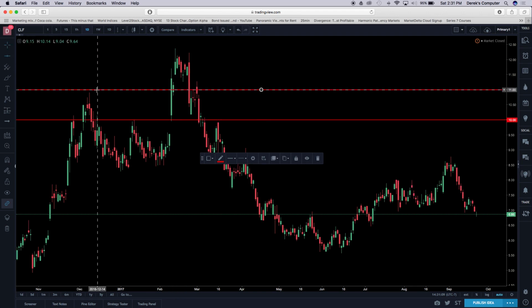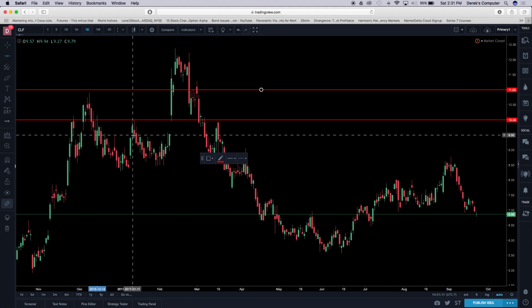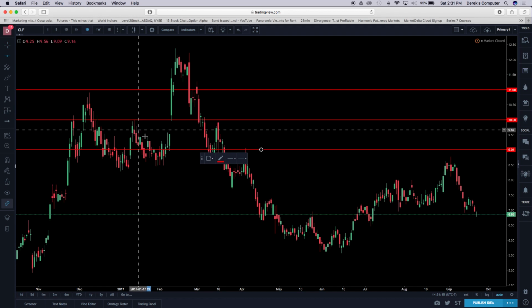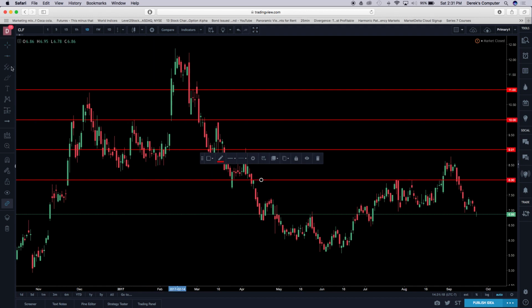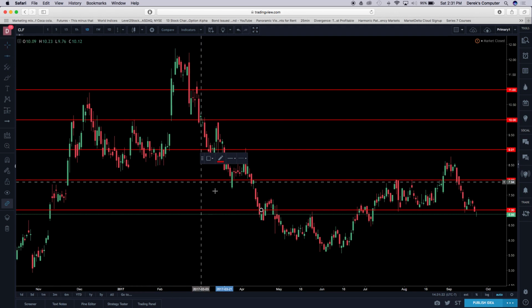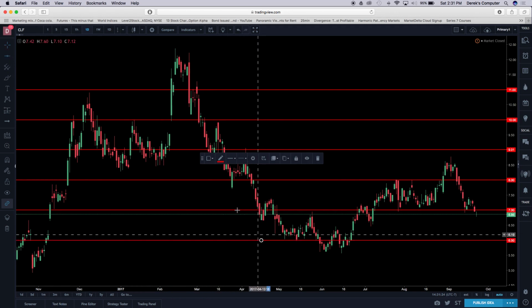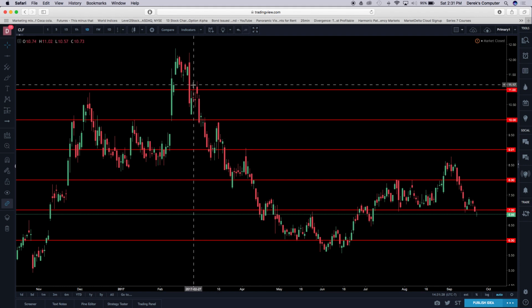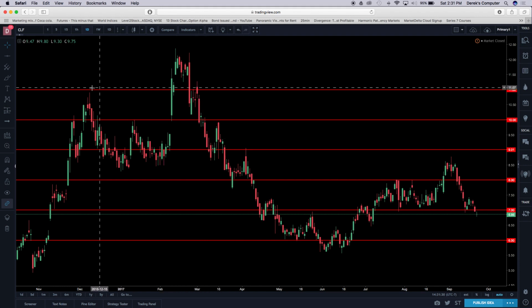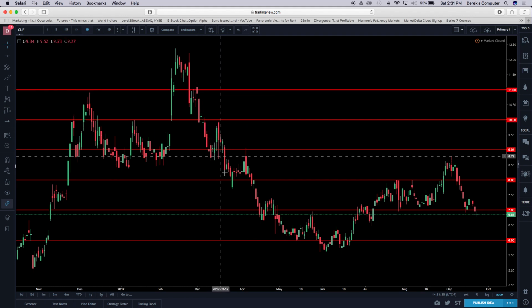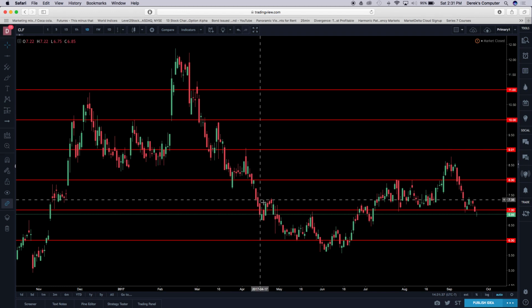I'm going to put them at 11, at 10, at 9, and at 8, and we're going to see something interesting here. And at 7 and at 6, right? I just put them where the whole numbers are, and as you see, whole numbers act as support and resistance. We have resistance here at the $10 level, resistance here at the $9 level.